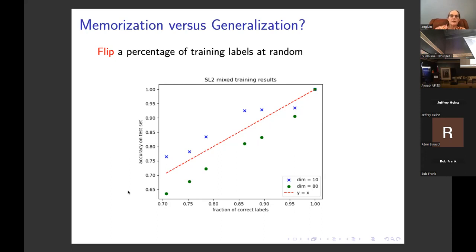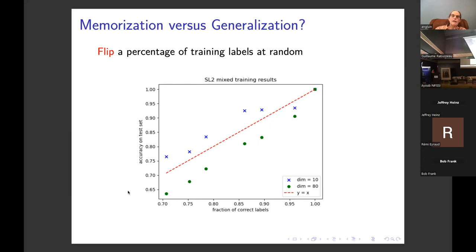And this graph is a picture of the results of experiments with dimension 10, those are the X's, and dimension 80, those are the dots, with different fractions of the labels flipped. So the horizontal axis is the fraction of correct labels in the training sample. And the vertical axis is accuracy on the test set. Now the test set doesn't have its labels flipped. So accuracy on the test set is in effect a measure of how close it is to learning something like the correct SL2 language without the exceptions. And the dotted red line is the identity.